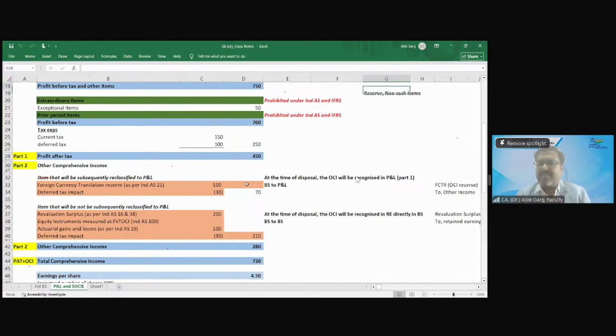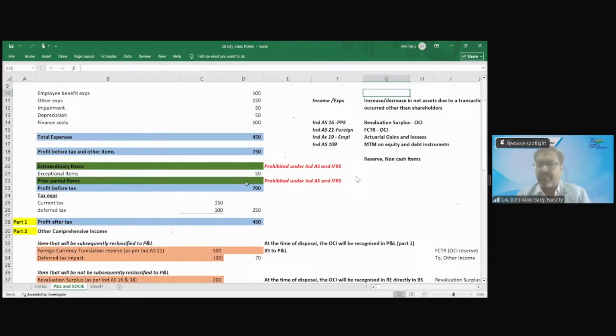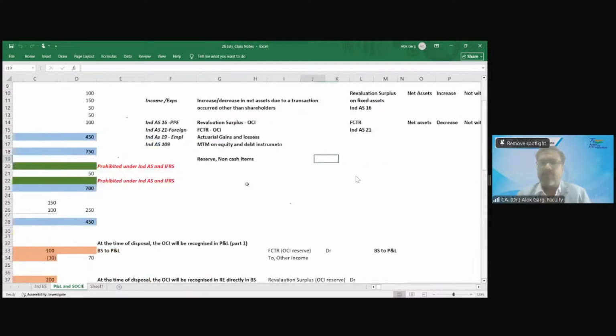Friends, do you understand income and expense? Yes, sir. Do you know the definition of income and expense? Income are those items which result in an increase in net assets. So the definition of income is an increase in net assets due to a transaction happening with a party other than the shareholder, that is, with non-shareholders.